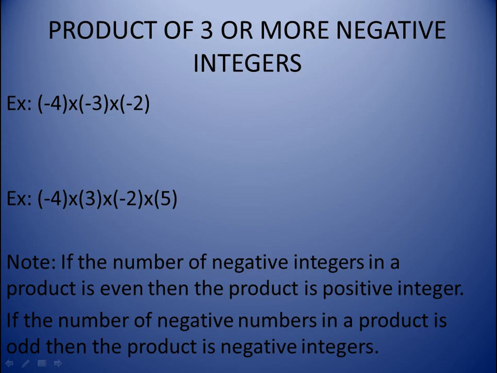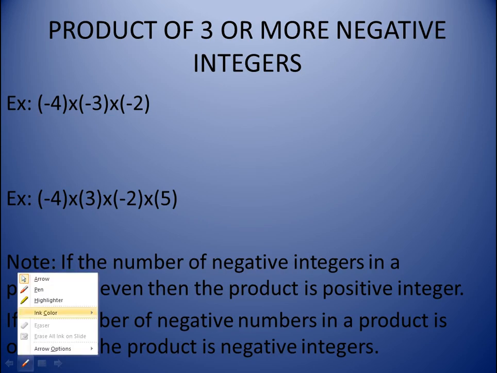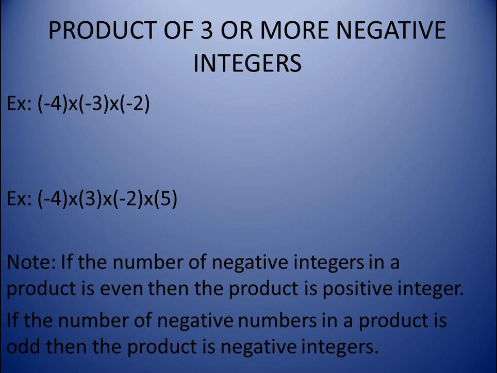Now, product of 3 or more negative integers. So, now minus 4 into minus 3 into minus 2. This is also a long method. If you read this: if the number of negative integers in a product is even, then the product is a positive integer, and if the number of negative integers in a product is odd, then the product is a negative integer.